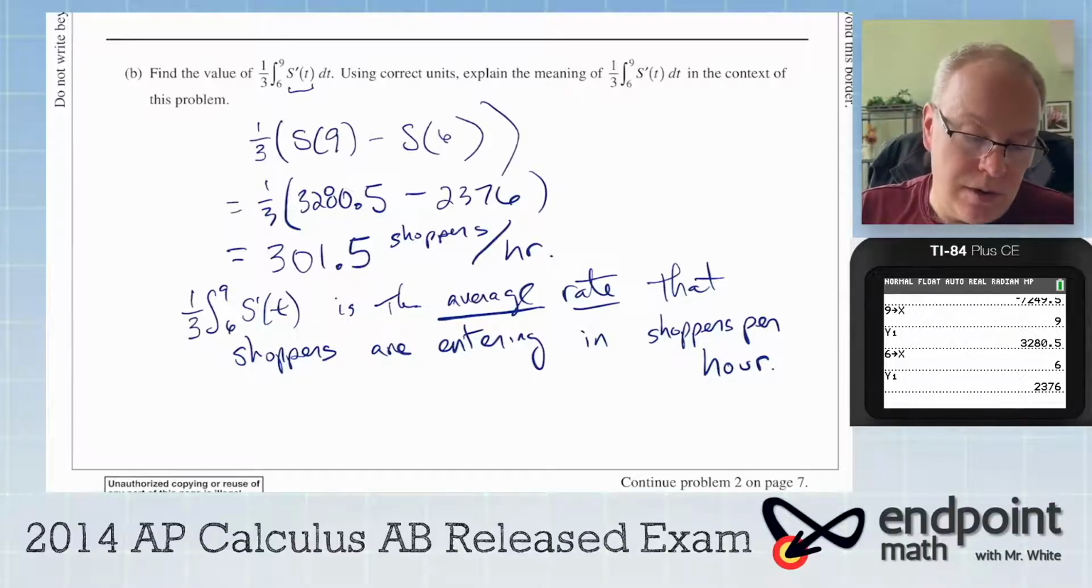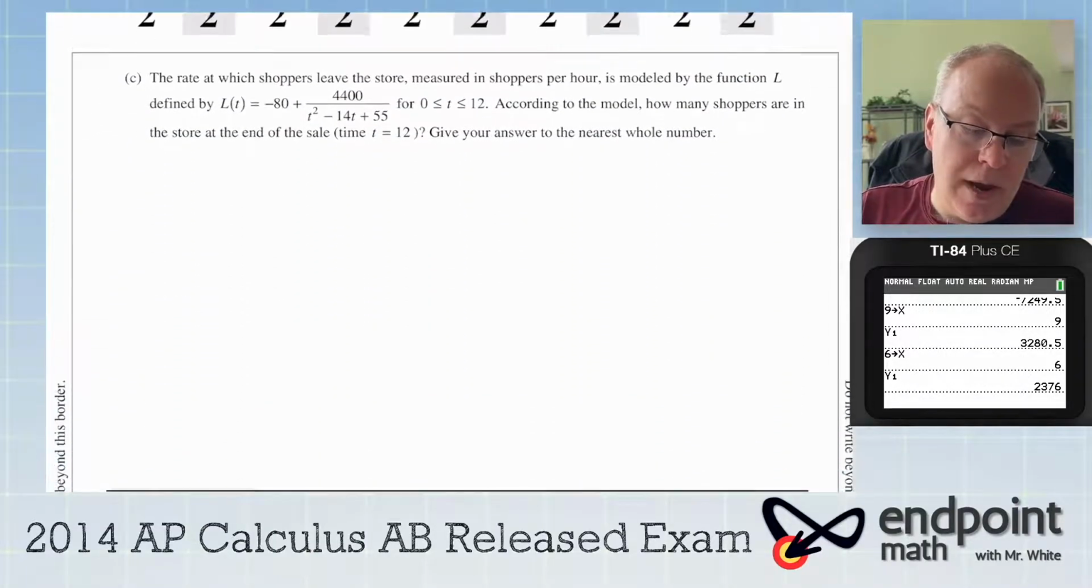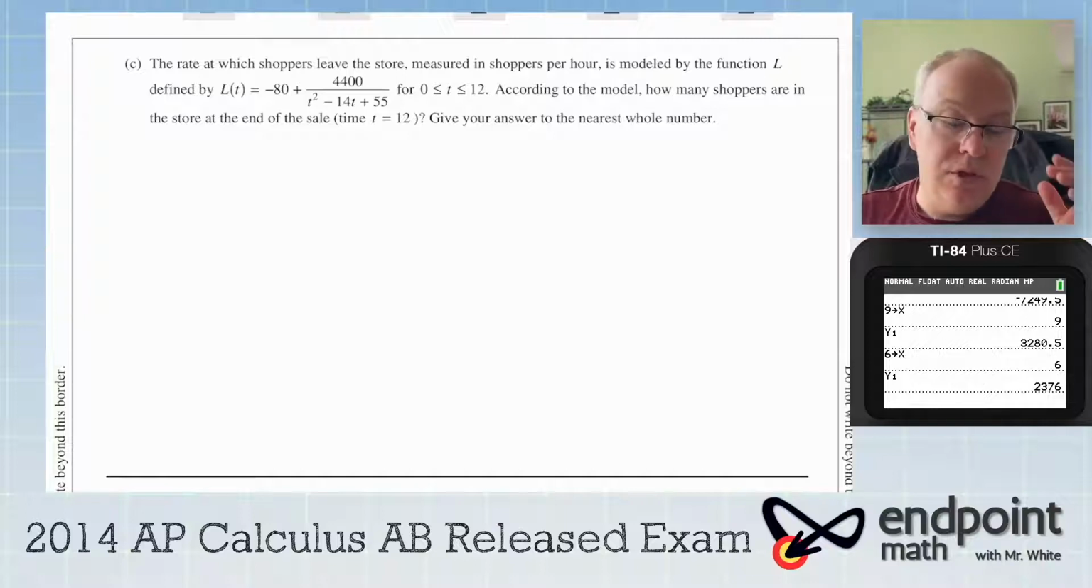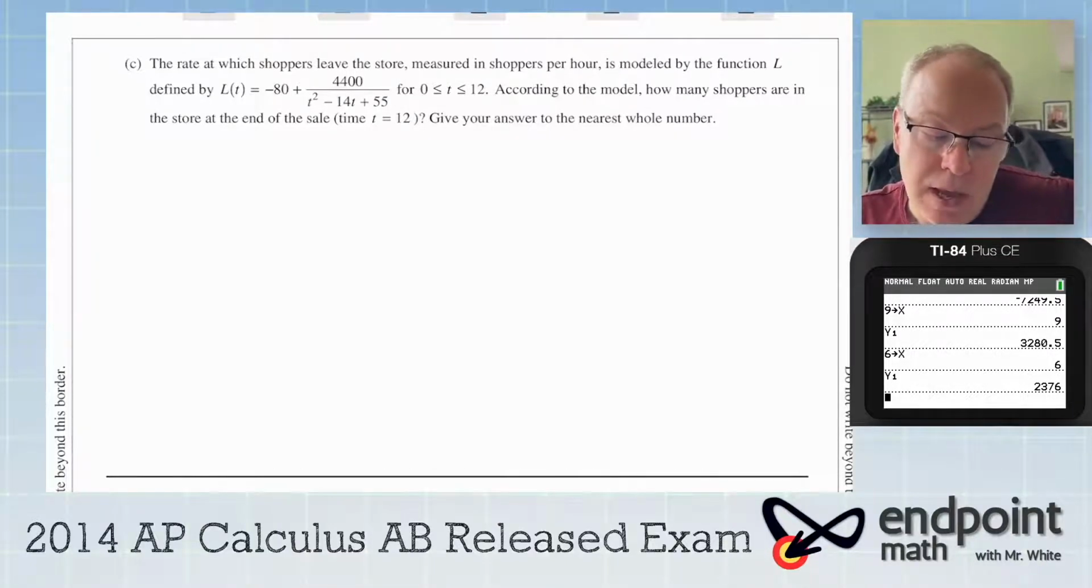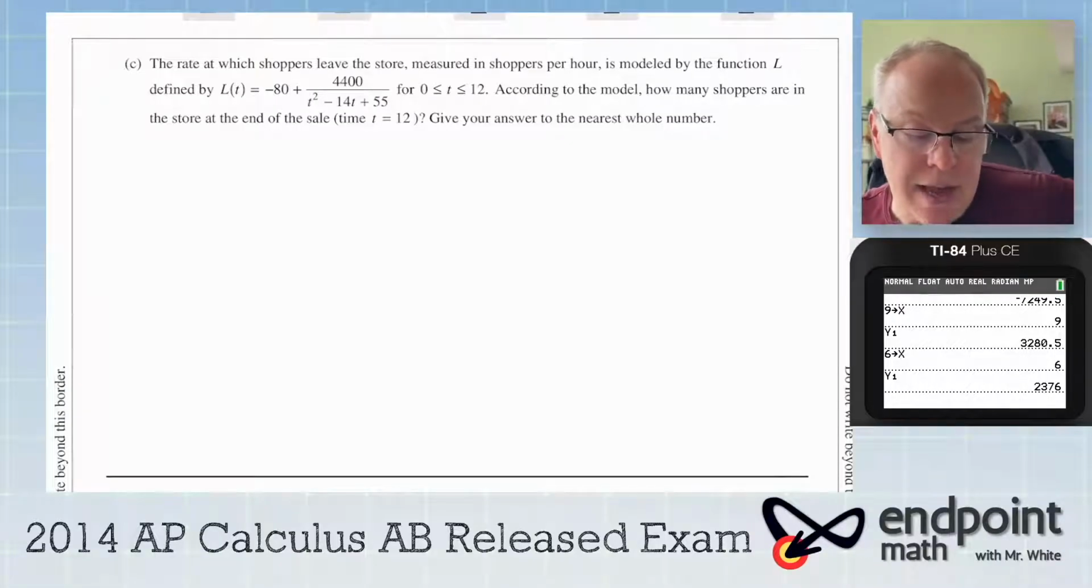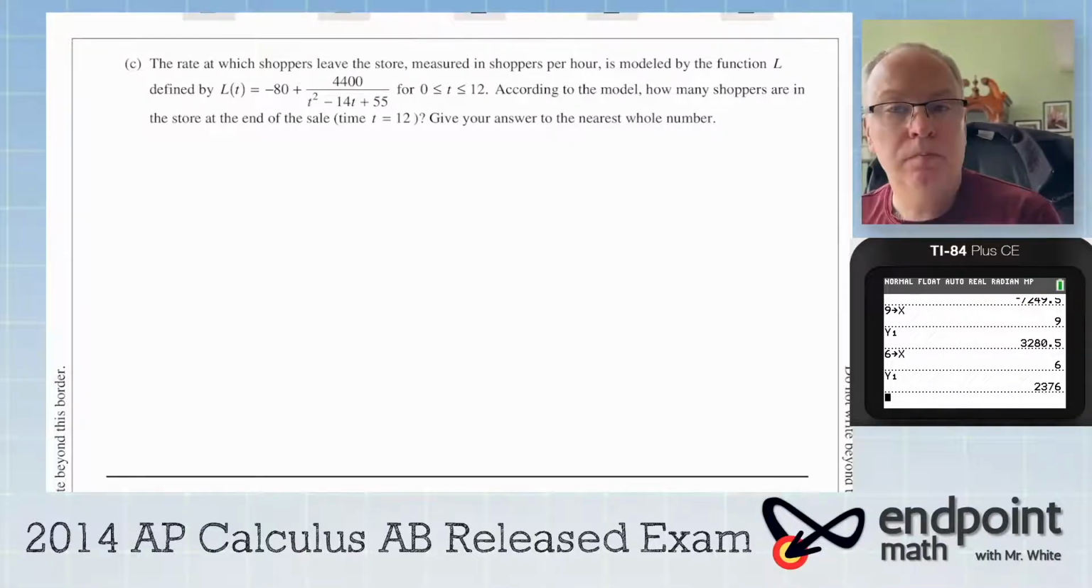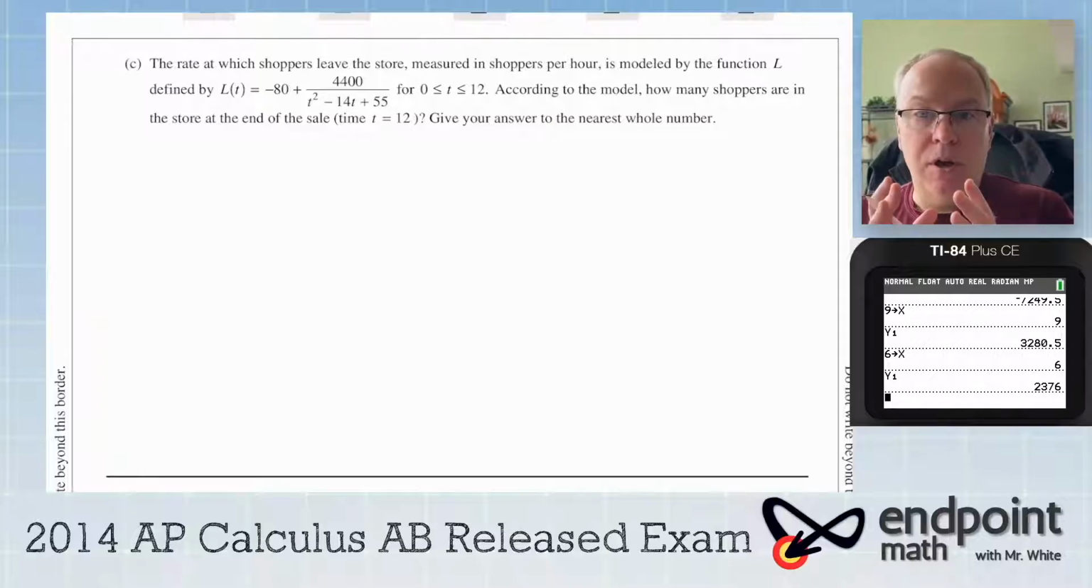All right, so letter C. The rate at which the shoppers leave the store, that's the rate function, measured in shoppers per hour, is modeled by this function here. That's a rate function. According to the model, how many shoppers are in the store at the end of the sale time? Well, shoppers are going in according to s of t.